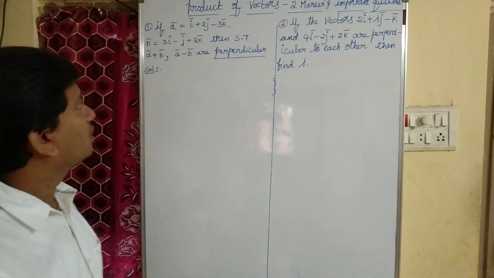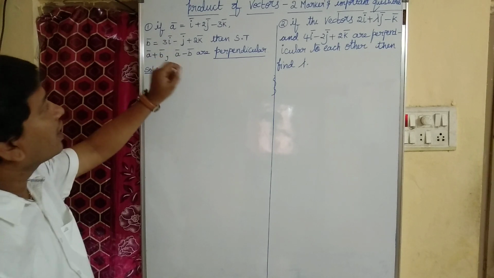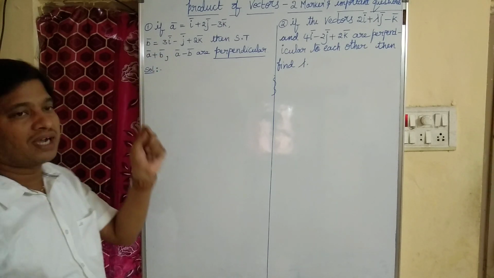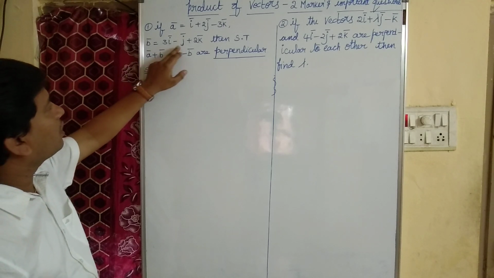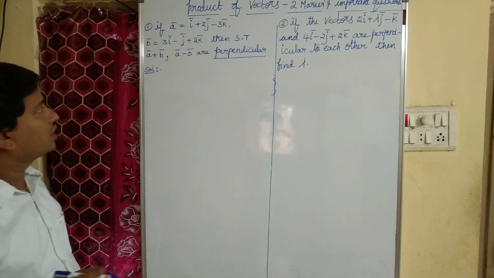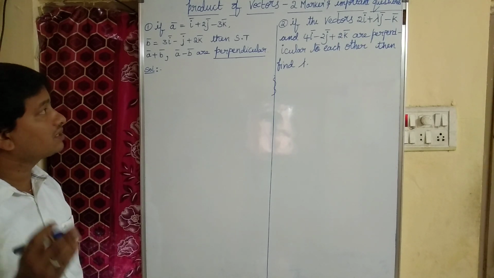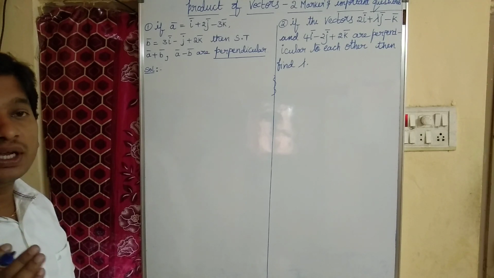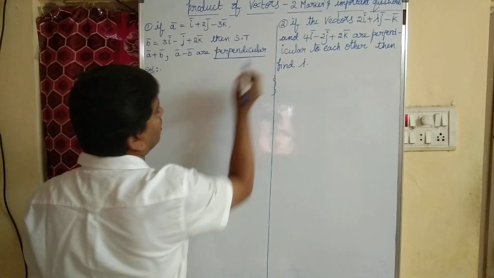Questions. Coming to problem number 1: if A bar equals I bar plus 2J bar minus 3K bar and B bar equals 3I bar minus J bar plus 2K bar, then show that A bar plus B bar and A bar minus B bar are perpendicular. Here, what perpendicular means is the most important point.